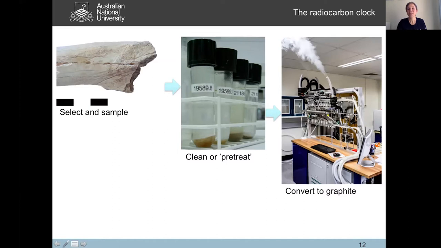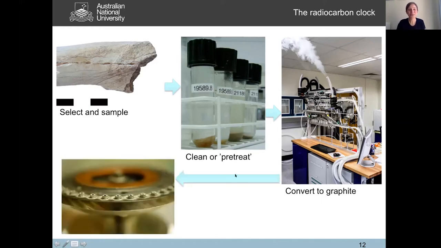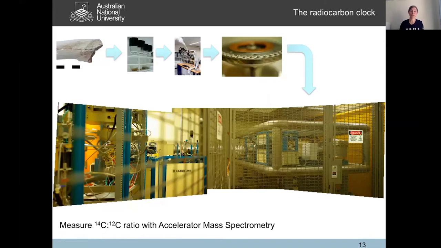This is a piece of equipment that Stuart built, and it's a really fun process. We use lots and lots of liquid nitrogen and lots of dry ice and vacuum pumps. And that's what we're left with at the end here. So these are our cathodes or targets, and that little black spot in there is where the graphite is. So from about a gram of bone, we're left at the end with less than a milligram of pure carbon, which goes into the accelerator mass spectrometer.